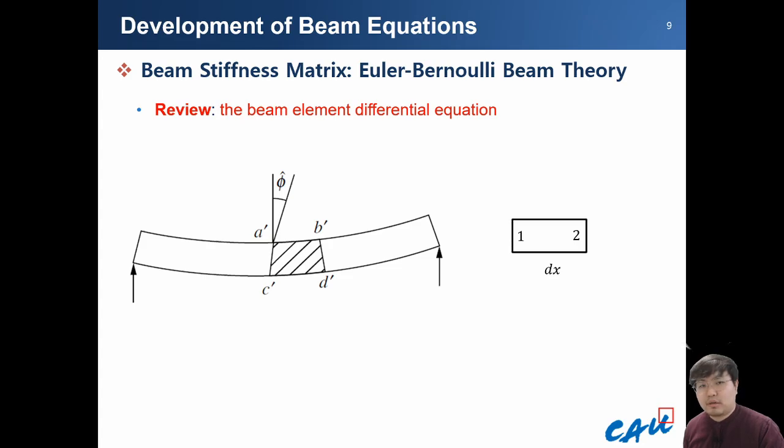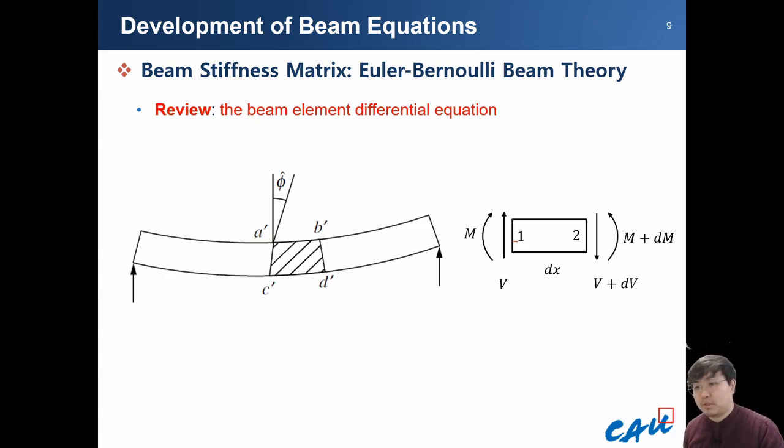To check the Euler-Bernoulli beam theory, we select a small infinitesimal element. Here the length is dx. On the left-hand side there is a transverse load in the positive direction, and the moment is also in the positive direction on this side. Depending on your background knowledge of solid mechanics, both are positive directions, because this is the opposite side.